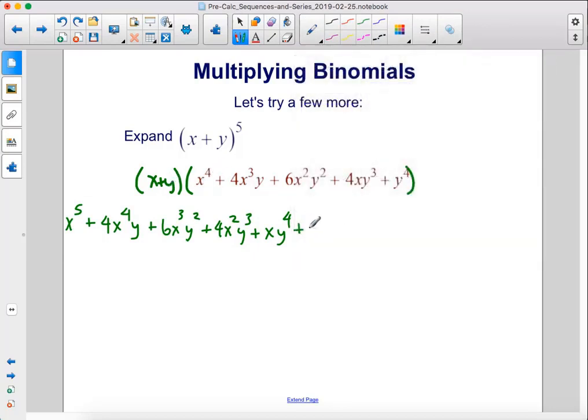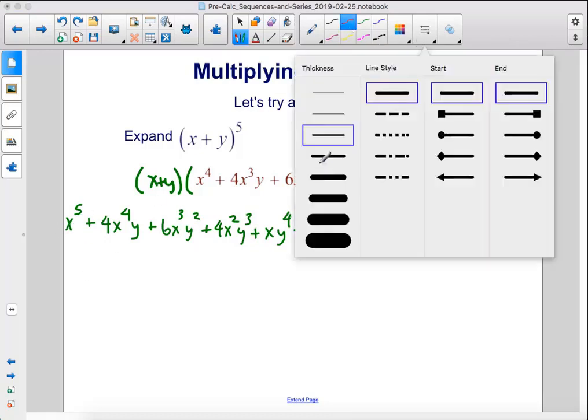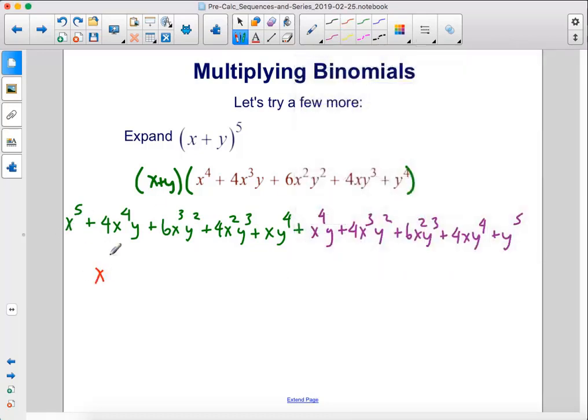Y times x to the fourth is x to the fourth y plus 4x cubed y squared plus 6x squared y to the third plus 4xy to the fourth plus y to the fifth. Now we need to simplify this. We have 1x to the fifth term, so that's just x to the fifth.